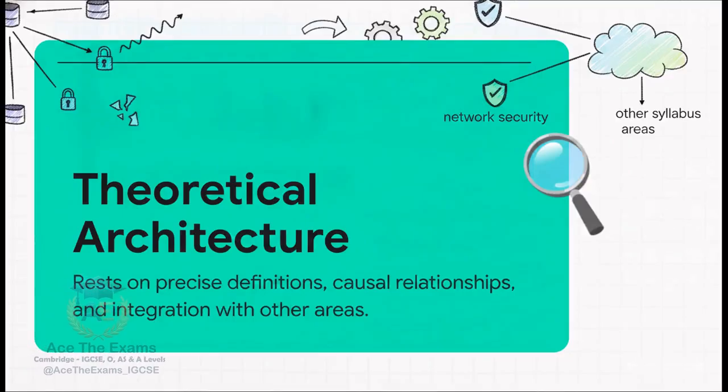For instance, don't just state that packets take different routes. Take it a step further. Connect that routing flexibility to network security by explaining how intercepting a single route only yields fragmented, completely unusable data. That is exactly how you show true mastery of the theoretical architecture.